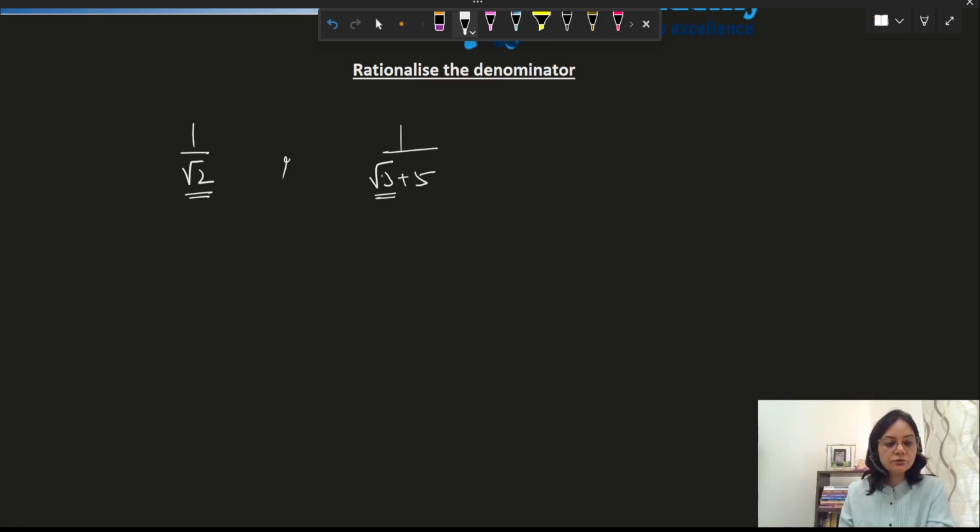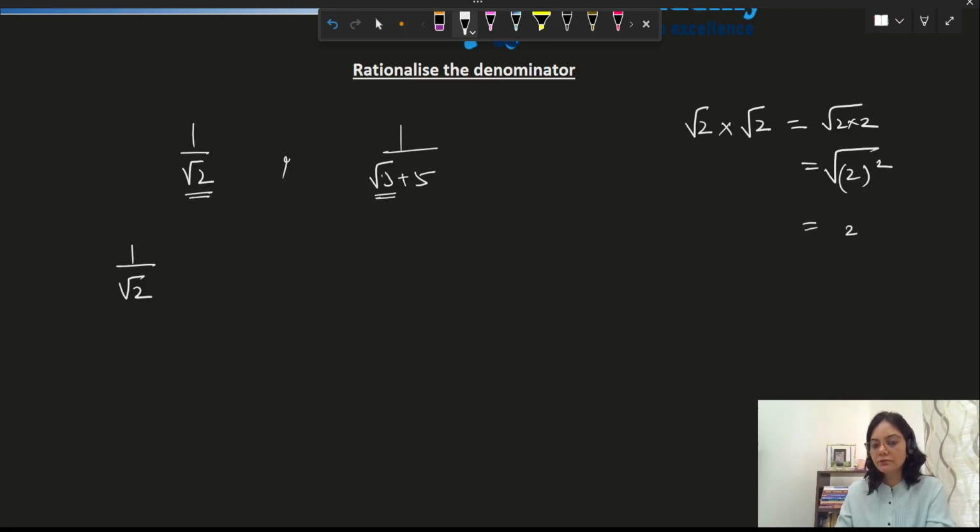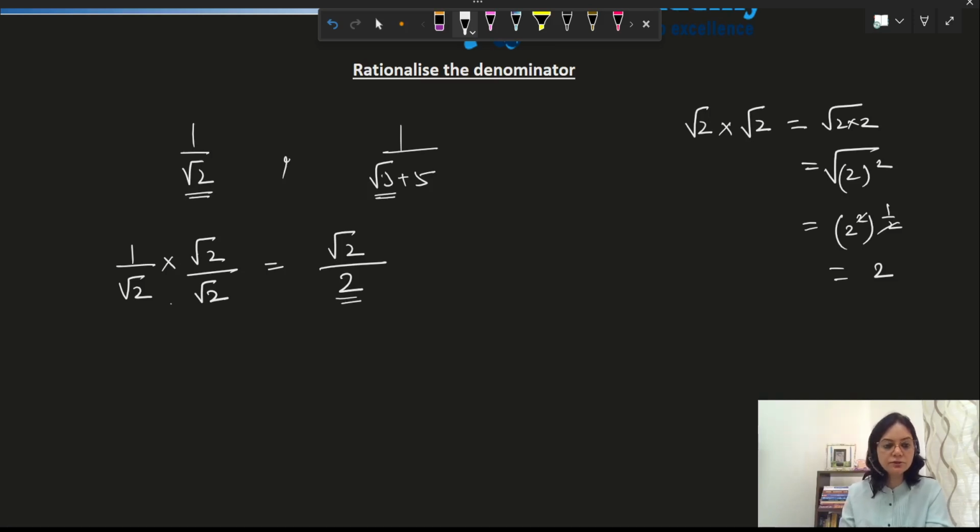Let's take the first question. Let's rationalize the denominator of 1 by root 2. How can we do that? Root 2 can be changed to 2 if we multiply it by root 2, because root 2 into root 2 is root 2 whole square, and square and square root cancel out, so it's only 2. So I'll multiply and divide both numerator and denominator by root 2. So 1 into root 2 is root 2, and root 2 into root 2 is 2. So my denominator has become rational. This was the first problem.